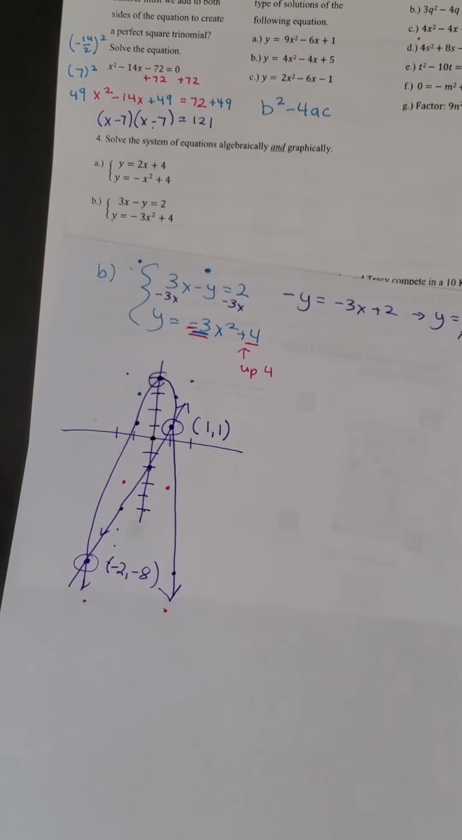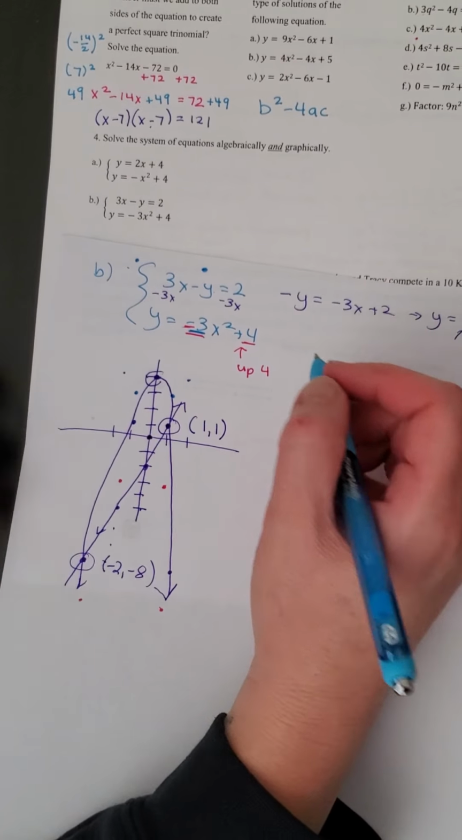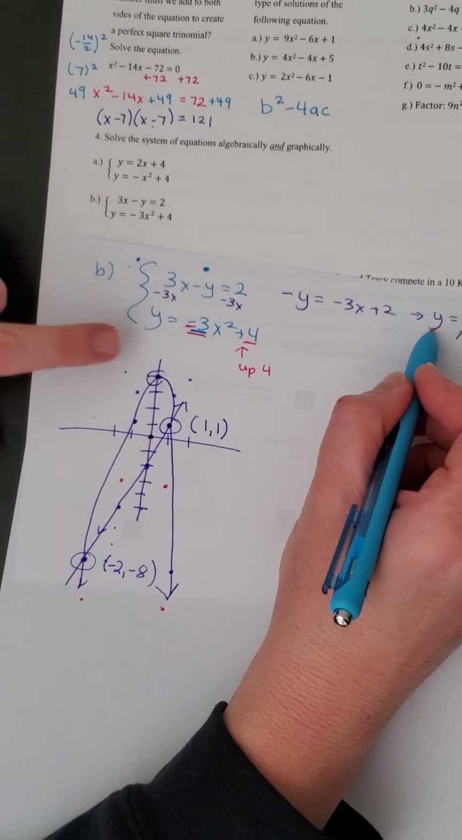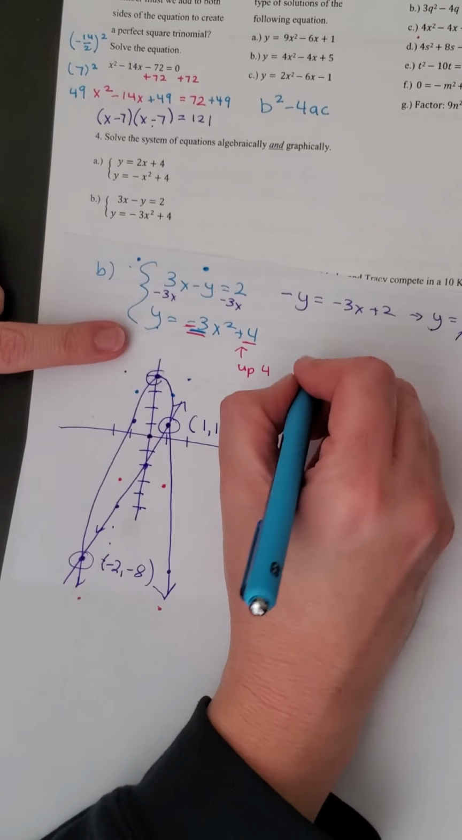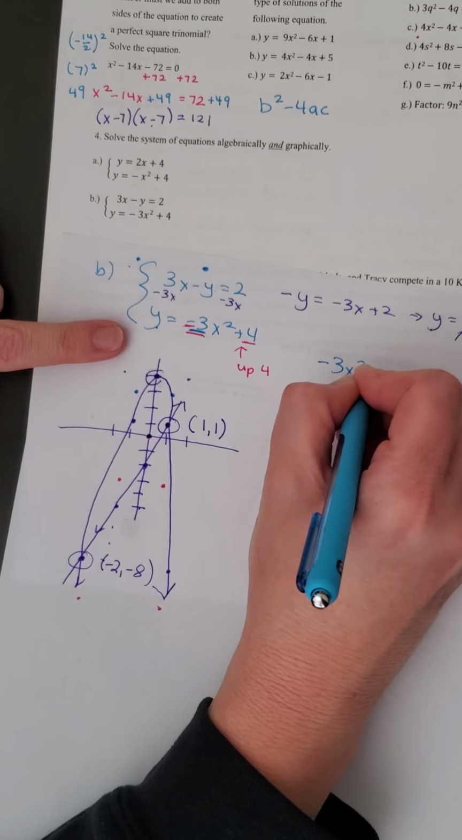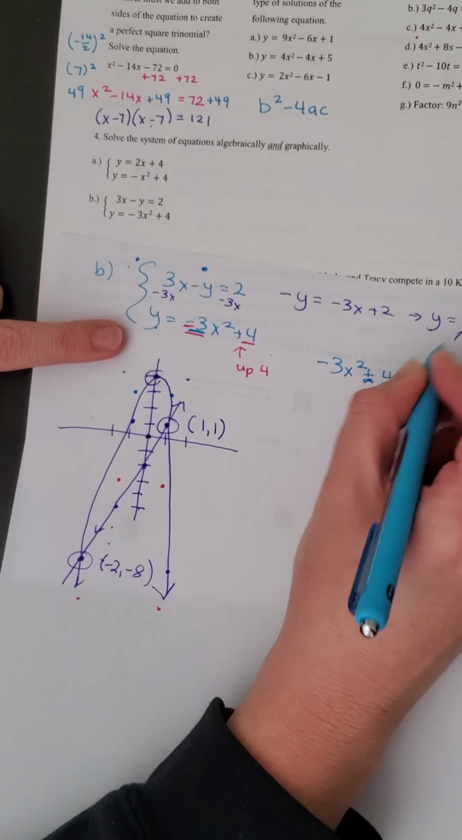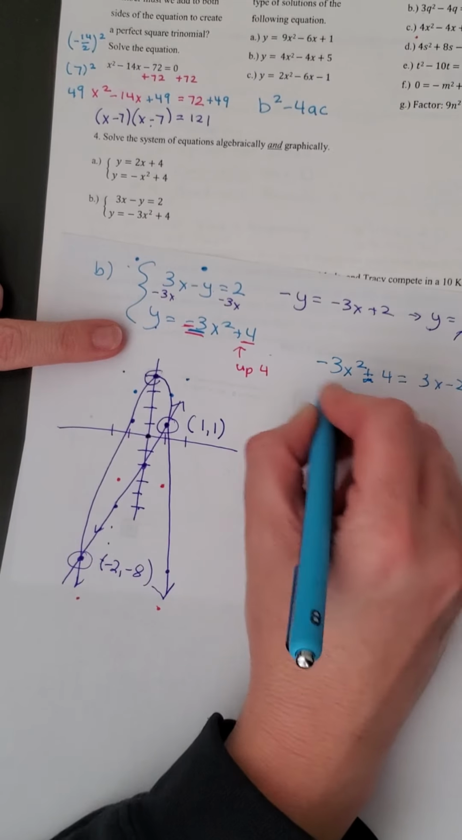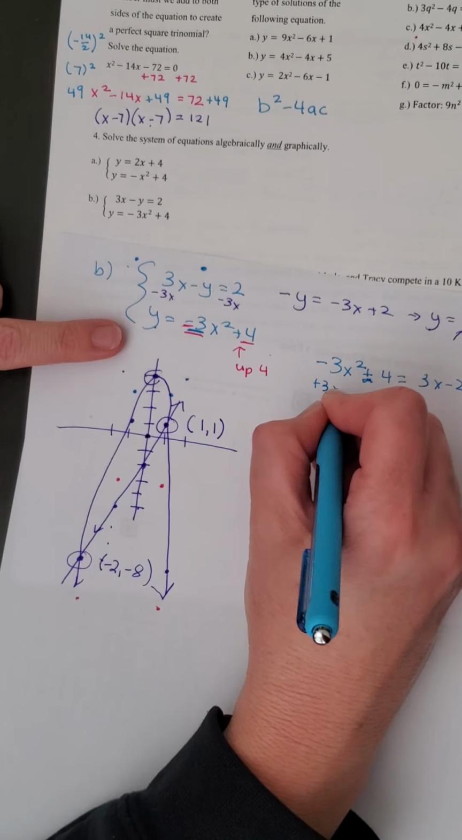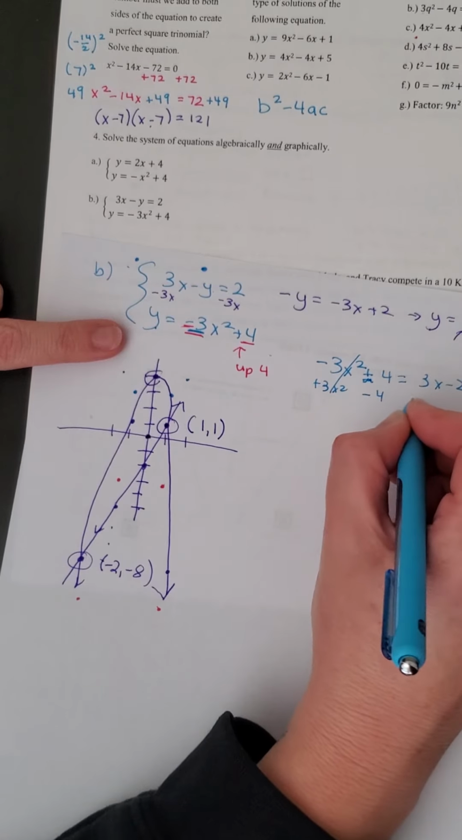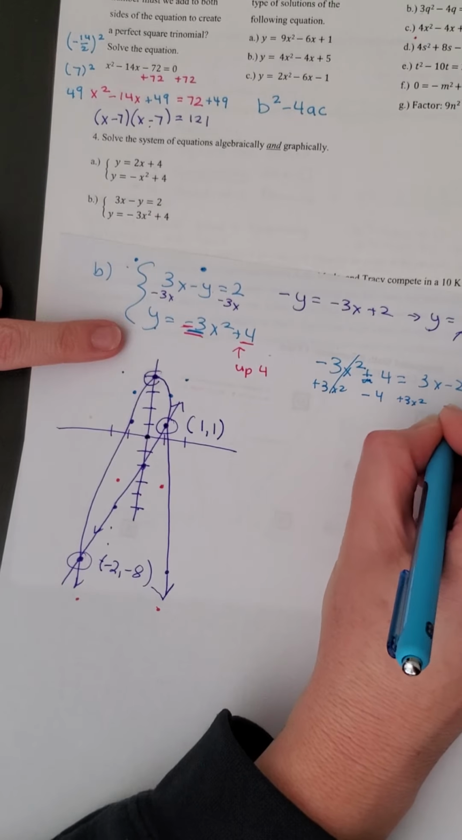Now I'm going to solve them algebraically. Since I've got y equals and y equals, I'll set them equal to each other. So negative 3x squared plus 4 equals 3x minus 2. I'll move everything one way, so I'll add 3x squared and subtract 4.